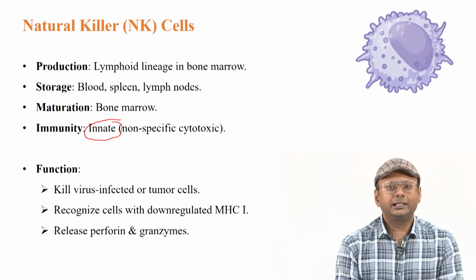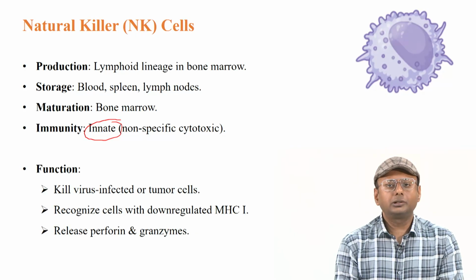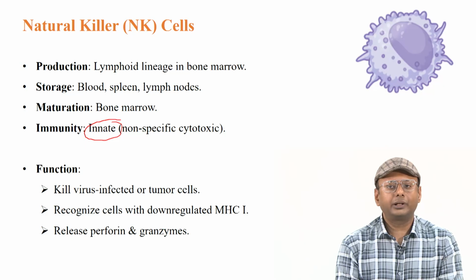What are the various functions? As you can see, NK cells can kill either virus infected cells or tumor cells. They can recognize cells via the down regulation of MHC1, or major histocompatibility complex 1. We will discuss what the major histocompatibility complex is. They also release various types of enzymes and molecules, for example perforin and granzymes. These all together play a very crucial role in destroying the virus or tumor cell.